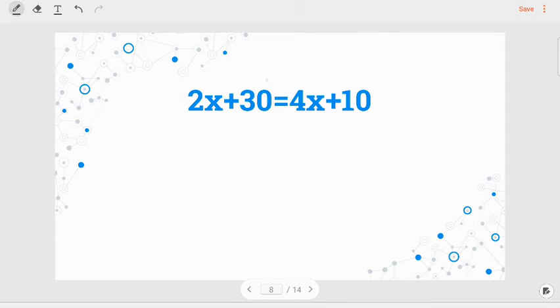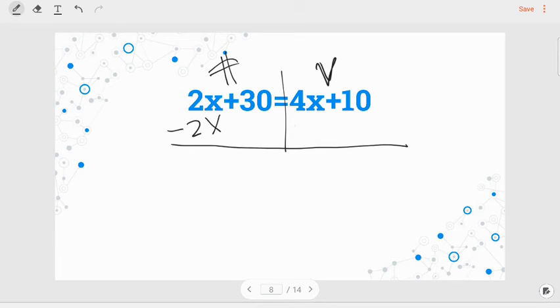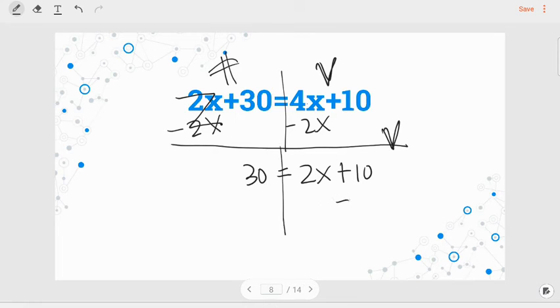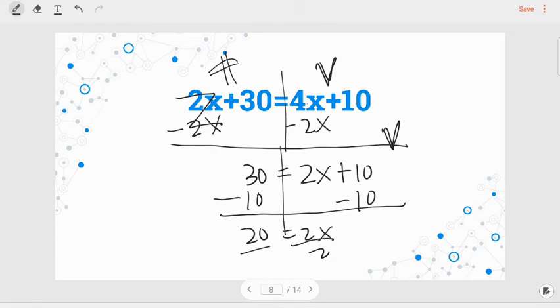I notice that my variables are different, so it doesn't matter which side is my variable side. Here's my variable side, this is my number side. So I'm going to get rid of my variable on the number side and do that on both. That zeroes out. I'm left with 30 equals 4 minus 2 is 2, and I bring down the 10. If this is my variable side over here, I want to minus 10. And I'm left with 20 equals 2x. Divided by 2, x equals 10.